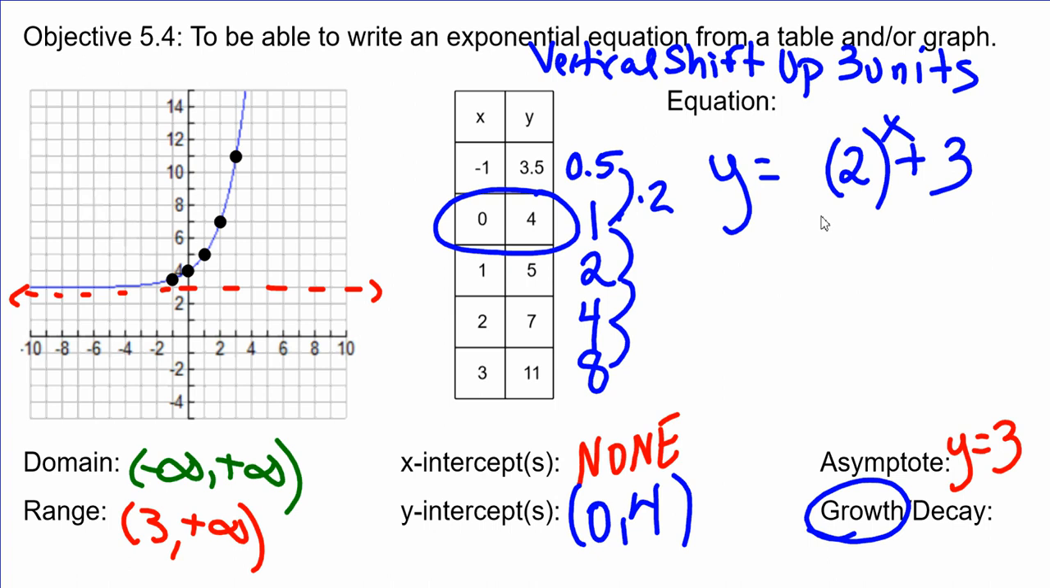So if I want to check to make sure I'm on target with my equation, I can take these inputs here, put them into my x value, and evaluate accordingly. So let's just try 1 or 2 together. If I put 0 in for x, we know 2 to the power of 0 is 1. 1 plus 3 is 4. I'm on target. Let's try the 1. 2 to the first power is 2. 2 plus 3 is 5. I'm on target. So I know I have the right equation for my transformed function.